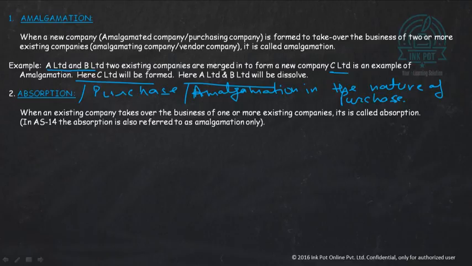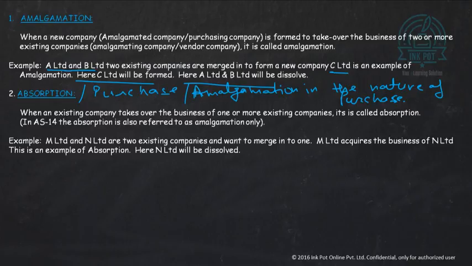When one company is taking over another company, for example, it is called absorption. Now in this case, M Limited and N Limited are existing companies that want to merge into one. M Limited acquires the business of N Limited. It is an example of absorption, or you can say purchase or amalgamation in the nature of purchase.